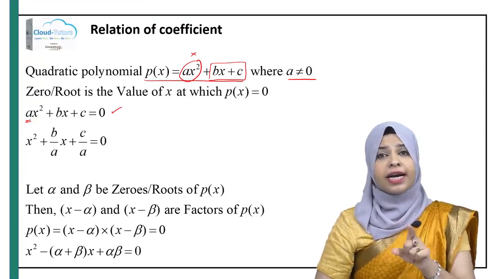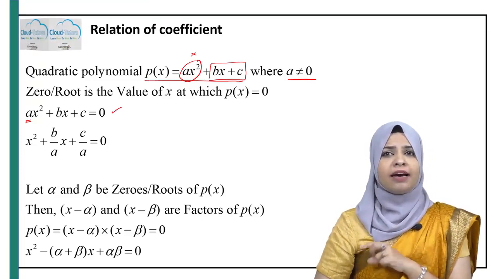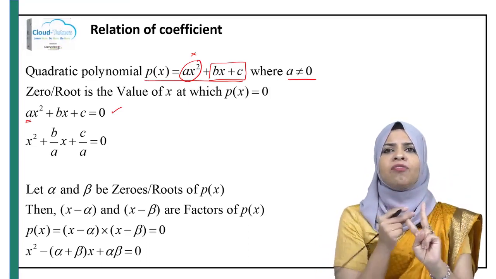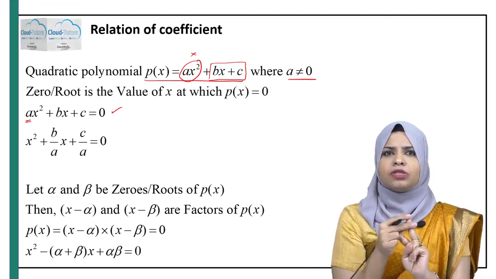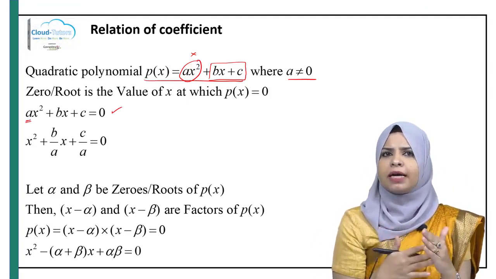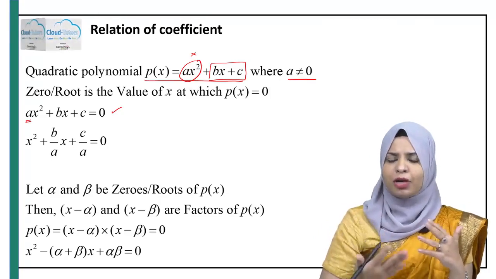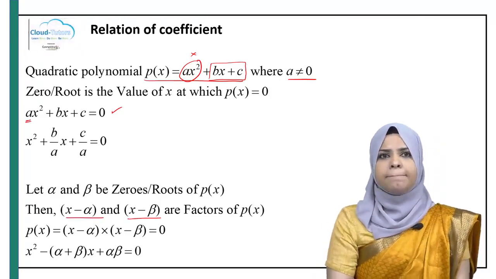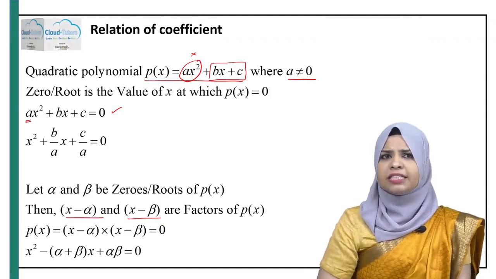See here, quadratic polynomial. So how many roots will it have? 2, right? So 2 roots, I'm assuming them to be alpha and beta. So alpha and beta are the 2 roots. So what will be the factors of p of x? It would be x minus alpha and x minus beta. So these are the roots.